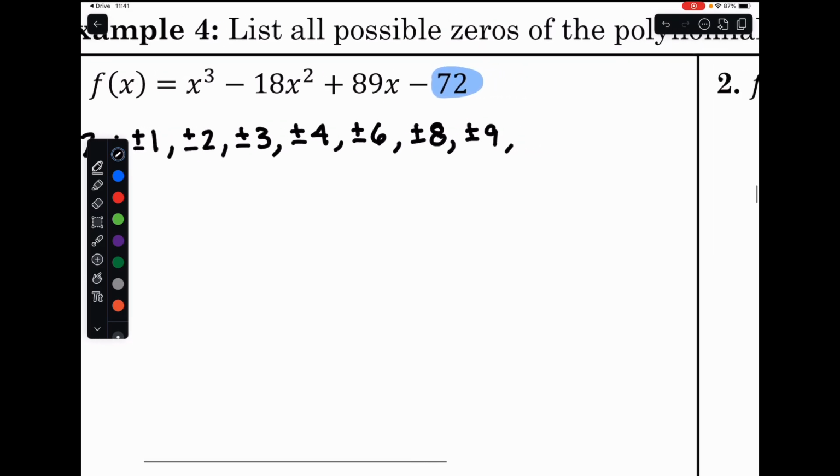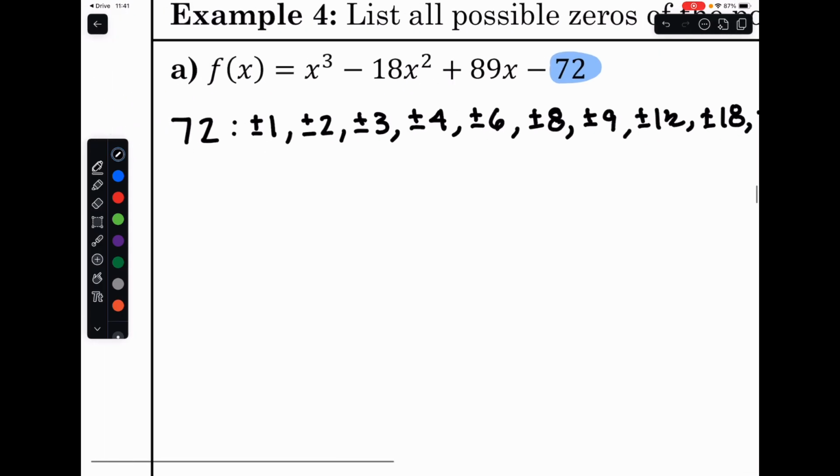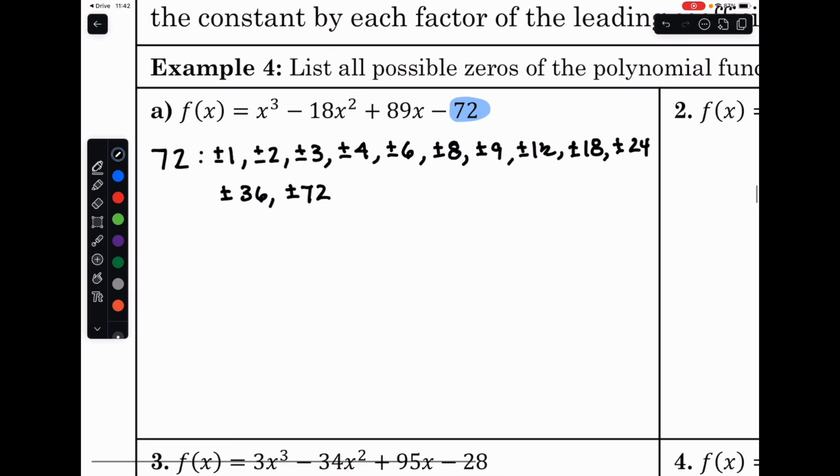And the other values are now going to be the following. 72 can be divided by 12. So it's a pretty long list here. 18, 24. Let me continue the list down here. Where was I? 24, 36. And of course, itself. 72 can be divided by itself. So here is a long list of possible numbers that could divide 72.